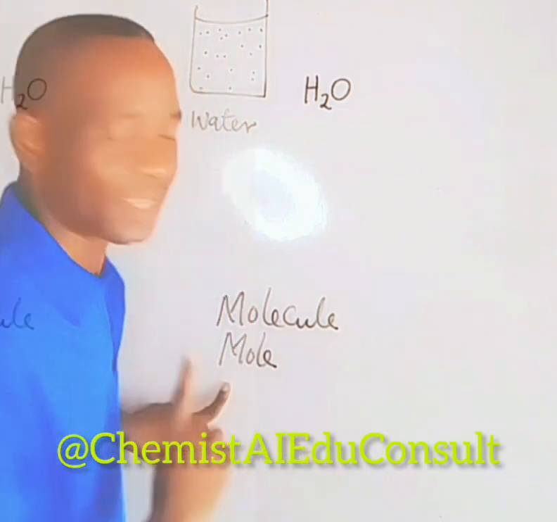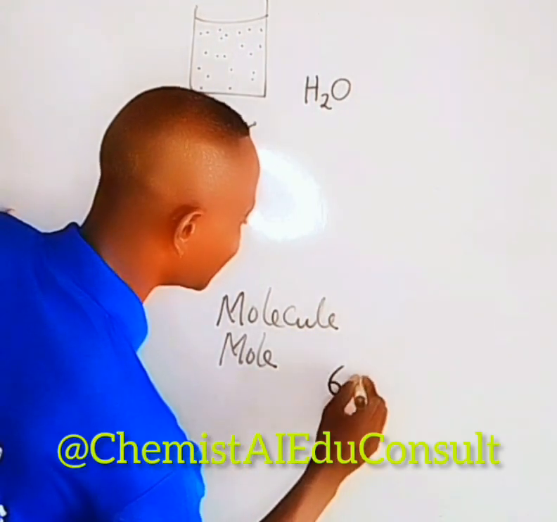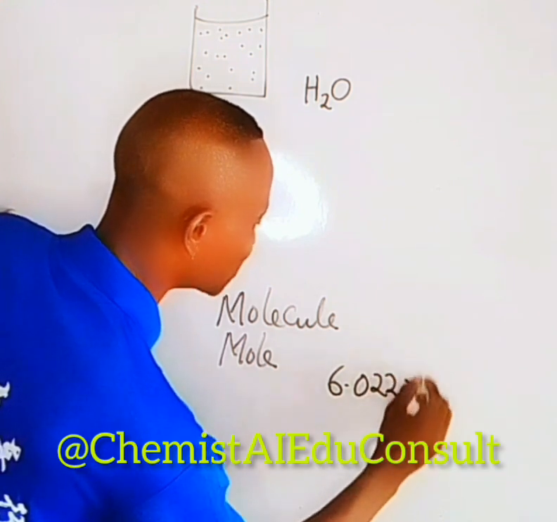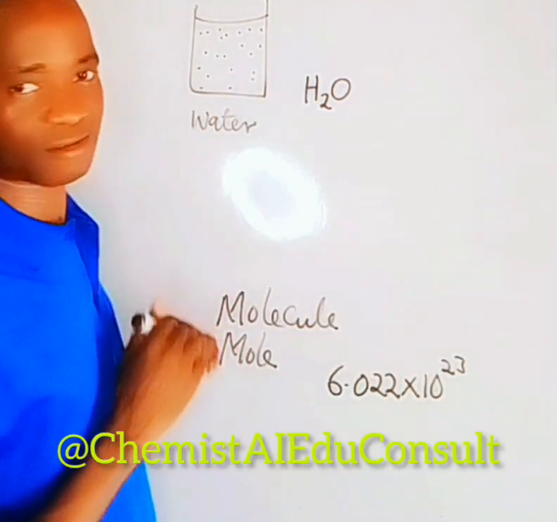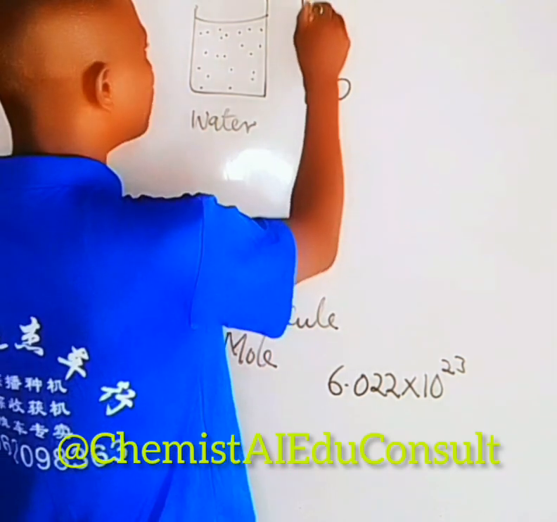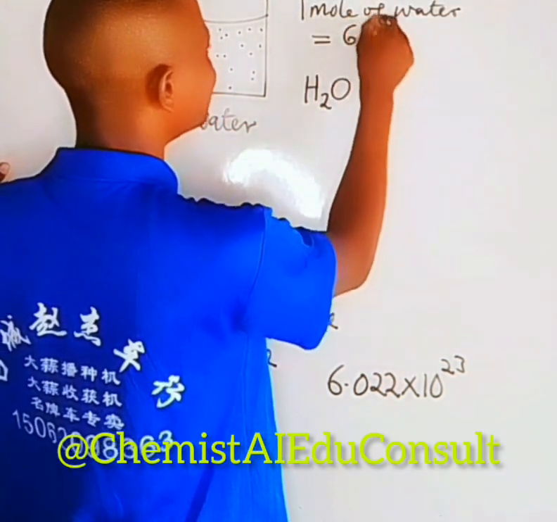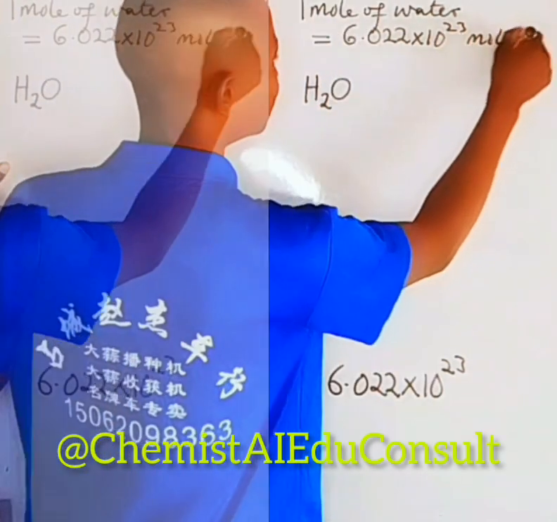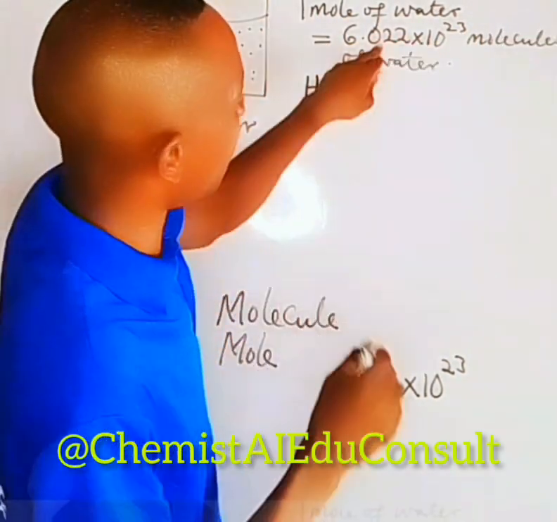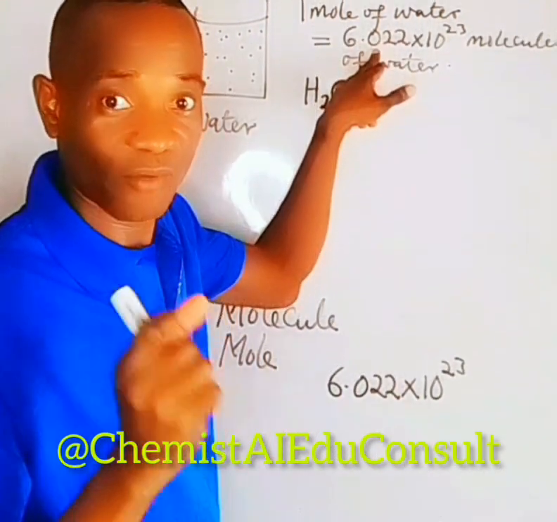A mole is a unit of measurement which comprises 6.022 times 10 raised to the power 23 particles, in this case molecules. For instance, 1 mole of water is equal to 6.022 times 10 raised to the power 23 molecules of water. This number is known as Avogadro's constant or Avogadro's number.